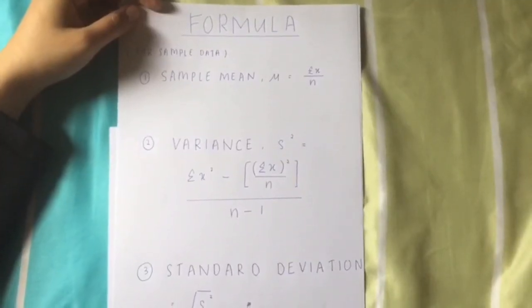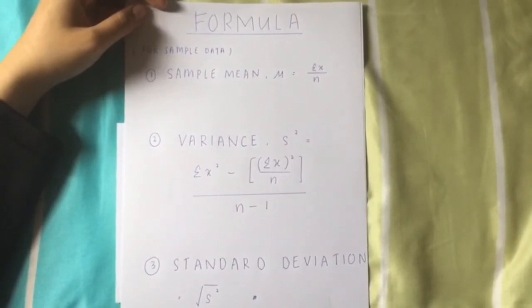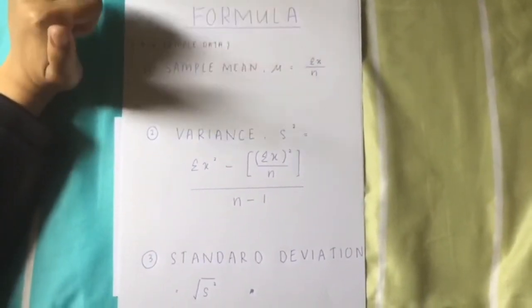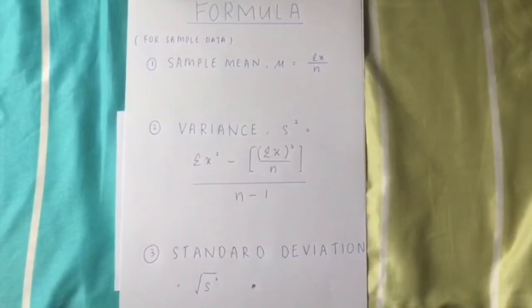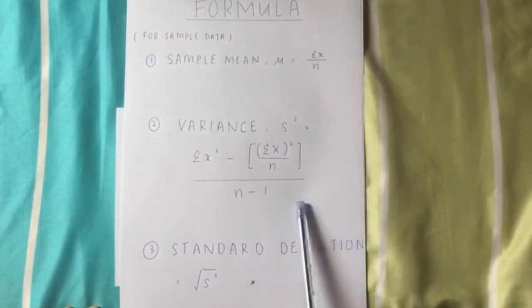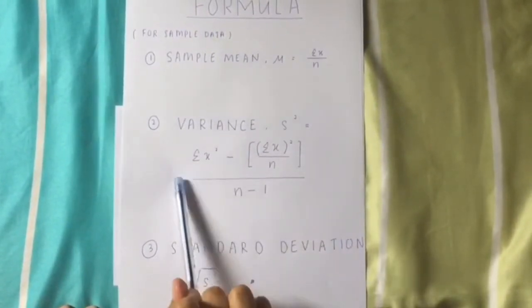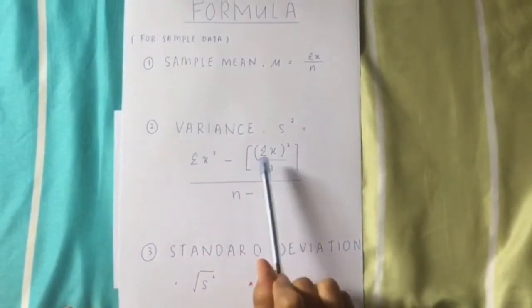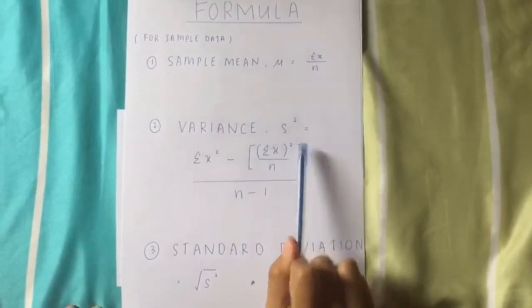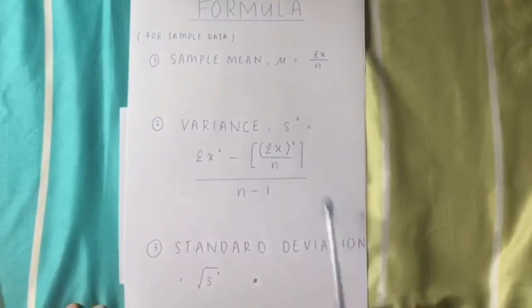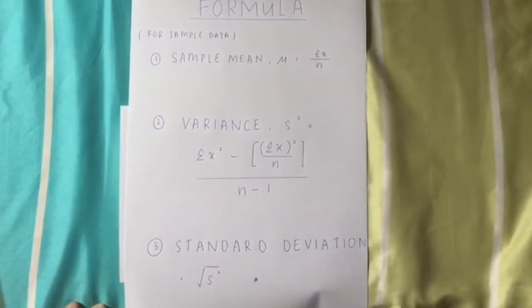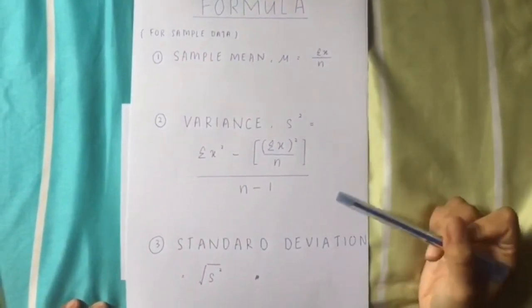Okay, next is the measures of variation, which is divided into 3 parts also: variance, standard deviation and range. This is the formula for variance. S squared equals summation of x squared minus summation of x, squared, over n, all divided by n minus 1. And for the standard deviation, you just square root the variance value.